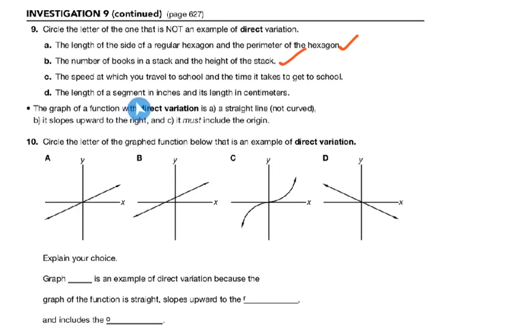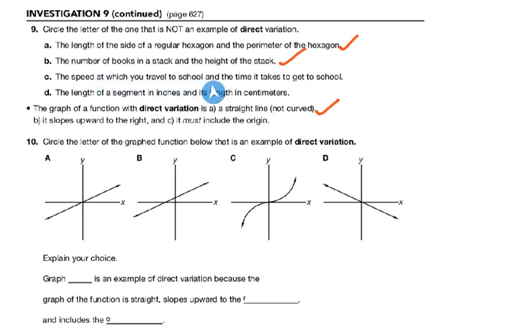The length of a segment in inches and its length in centimeters. Well, if my inches increases, then my centimeters would also increase. If my length in inches decreases, then my length in centimeters would decrease. So that is a direct variation. Okay, let's come back over here.